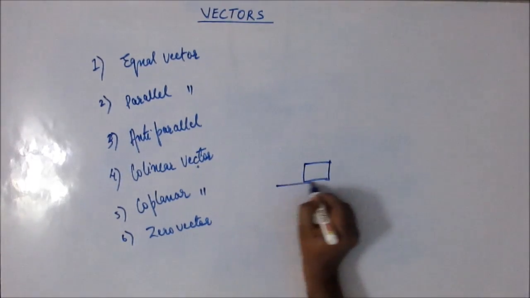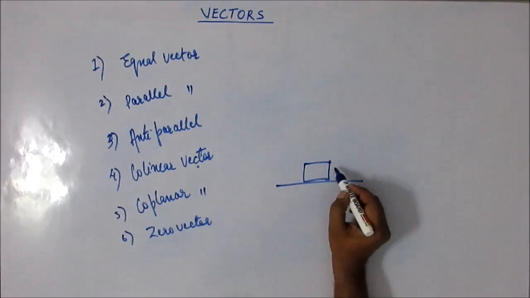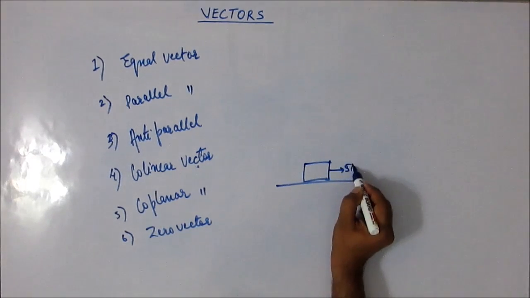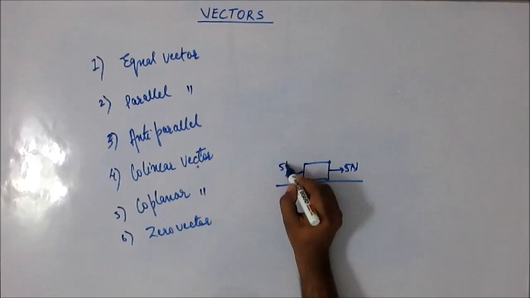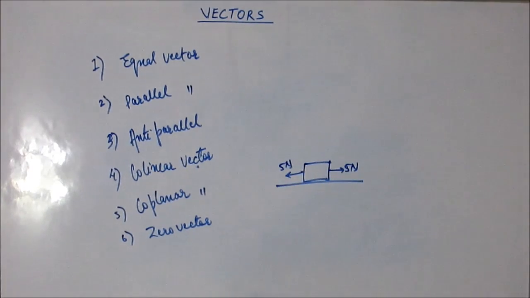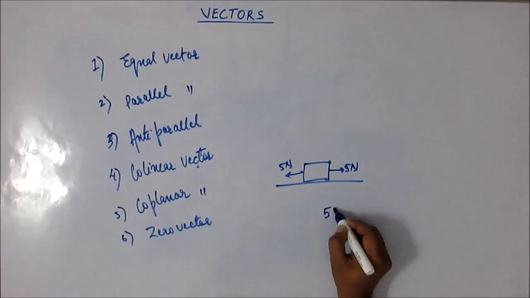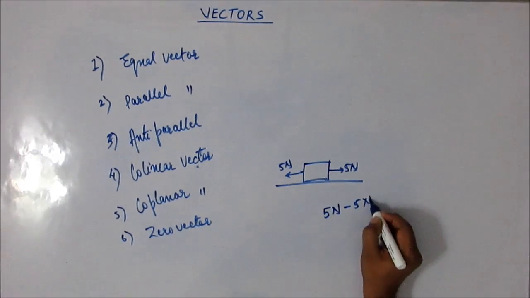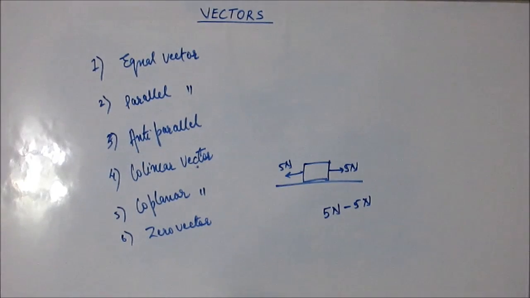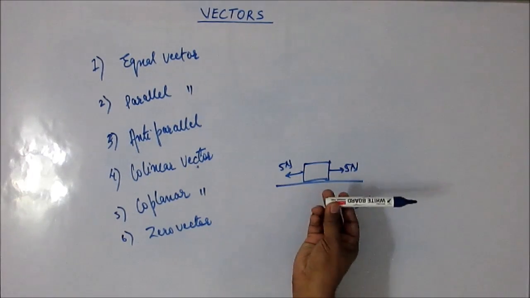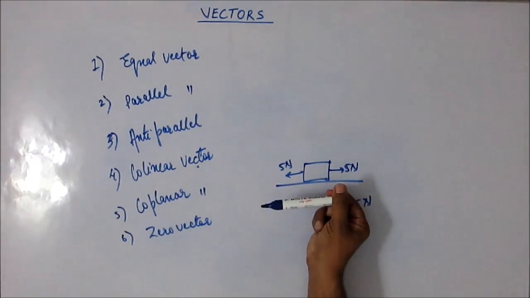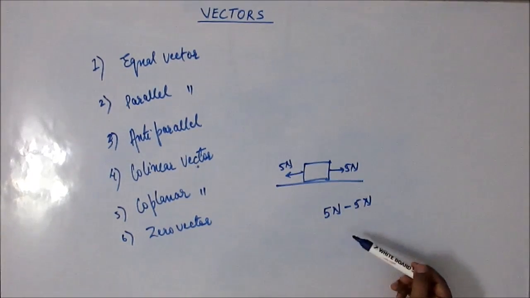you have a block, you have a smooth surface, and somebody is pulling this block with 5 Newton of force, and somebody is pulling this block in the opposite direction with 5 Newton of force. Now in this case, the block is not going to go anywhere because the net force on the block is 0. 5 Newton this side, 5 Newton that side. If we calculate the net force, it is 5 Newton minus 5 Newton, because the other 5 Newton is in just the opposite direction. So if we consider this as the positive direction, then this will be the negative direction. So this comes as minus 5 Newton.